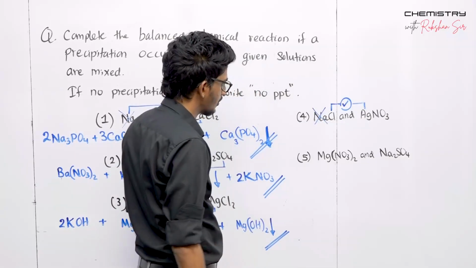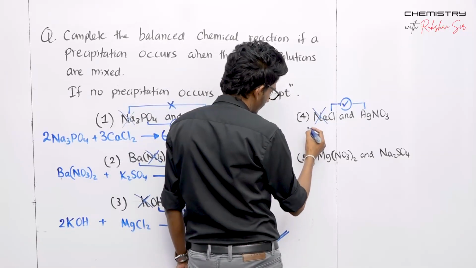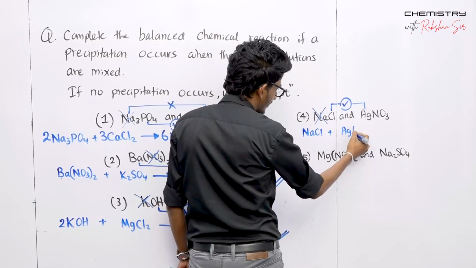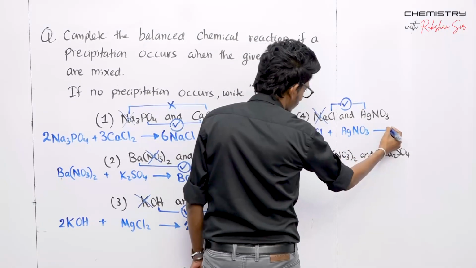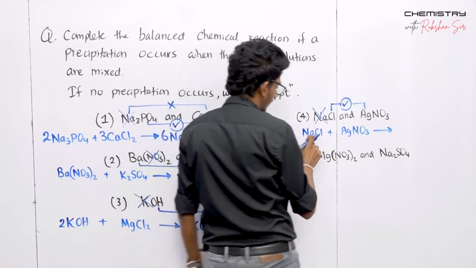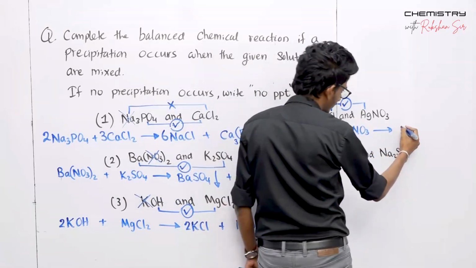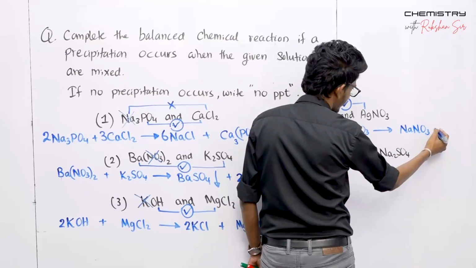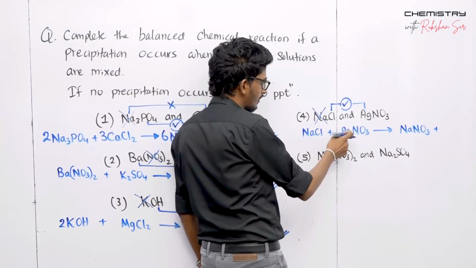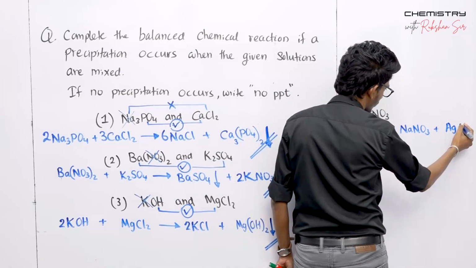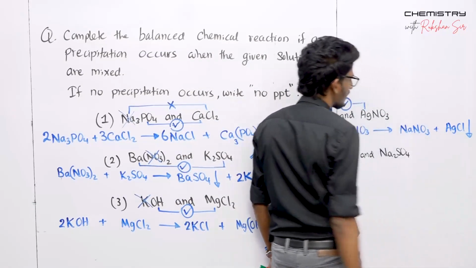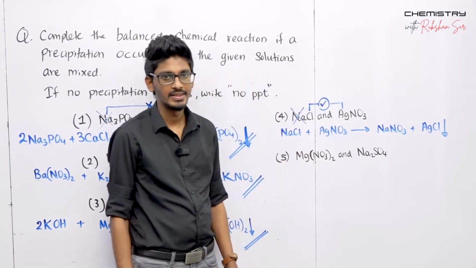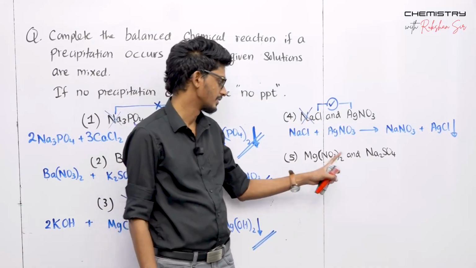So there's a precipitation. So we need to write the reaction, right? So let's come to the reaction. So NaCl reacting with silver nitrate. So write the products. So Na plus combining with the NO3 minus here. So that is NaNO3 plus Ag plus connecting with the Cl minus, that is AgCl. So that is your precipitate. This is your precipitate. Things are balanced here, right? Okay. Next one. This thing.